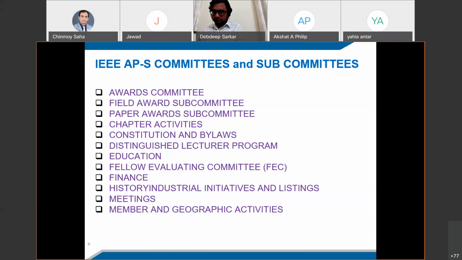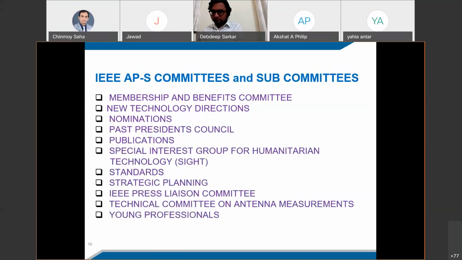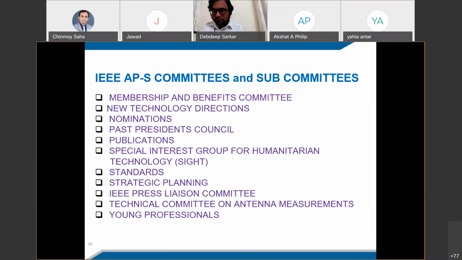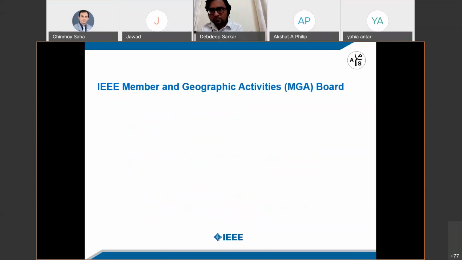If we move on to the committees and what they do, you can see at the end there the Young Professionals Committee. If you look at one of the Young Professionals Committees, you should have more members on that. And if we look at the work of one of the committees, that's MGA.